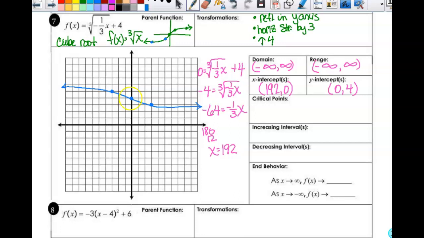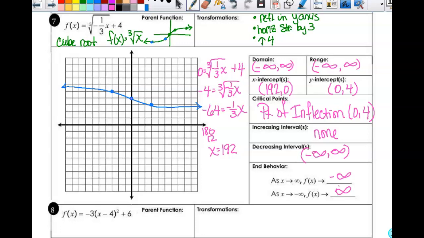I have a critical point, this thing right here. What's it called? Point of inflection. And that's at 0, 4. Is it increasing anywhere? No. It's decreasing everywhere, so it's -infinity to infinity. As x approaches infinity, what does f of x approach? -infinity. And as x approaches -infinity, f of x approaches infinity. Good deal. All right. What questions do you have? Anything?